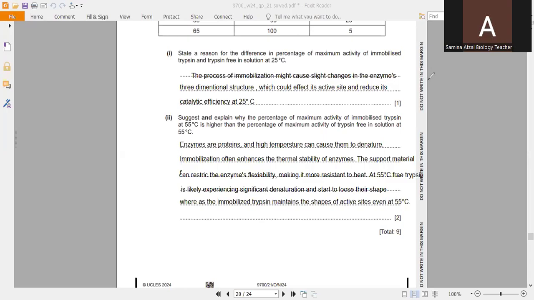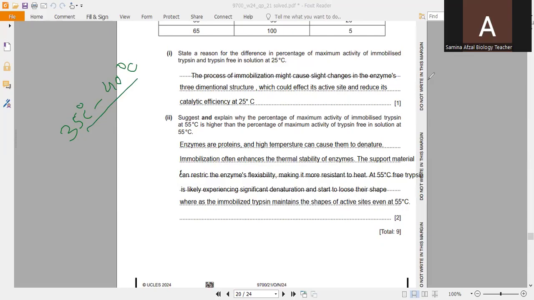So after this explanation of the table, I would like to read this question. State a reason for the difference in percentage of maximum activity of immobilized trypsin and trypsin free in solution at 25 degrees C. So you can see here that the process of immobilization might cause slight changes in the enzyme's three-dimensional structure, or sometimes it also changes the specificity. But the other enzyme, which is freely available in solution, can be denatured at high temperature. As you know, the optimum temperature for enzyme extraction is 35 to 40 degrees centigrade. Between these temperatures, you can see the enzyme becomes denatured.